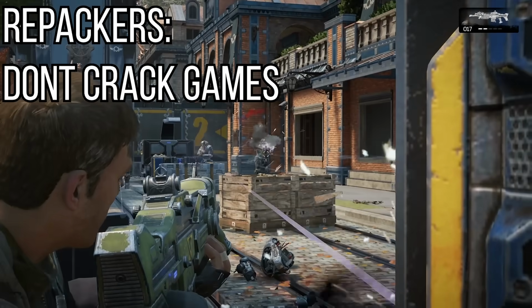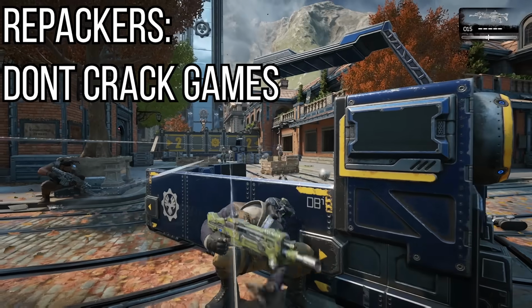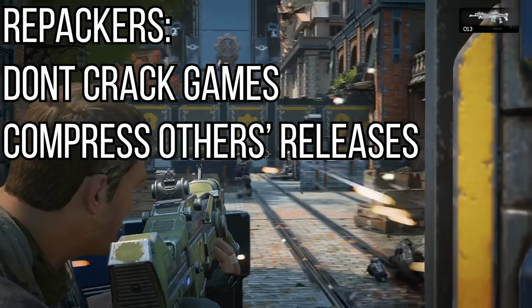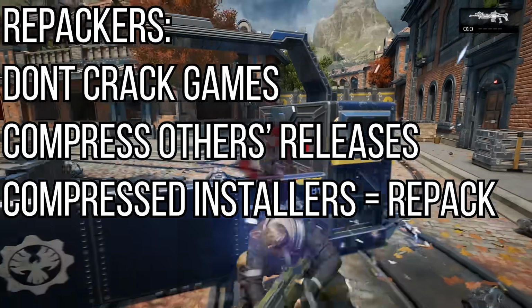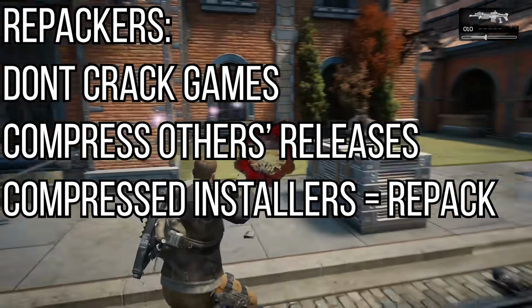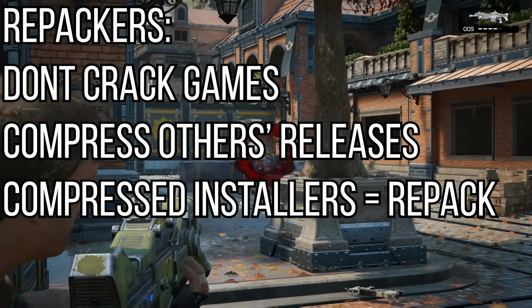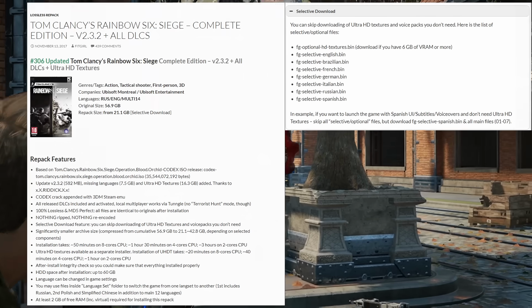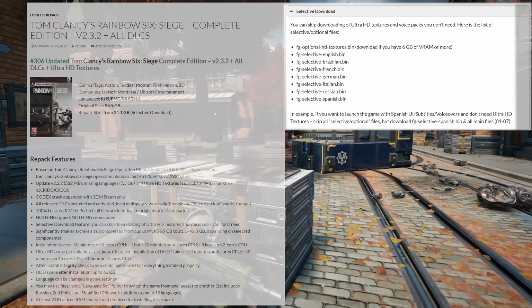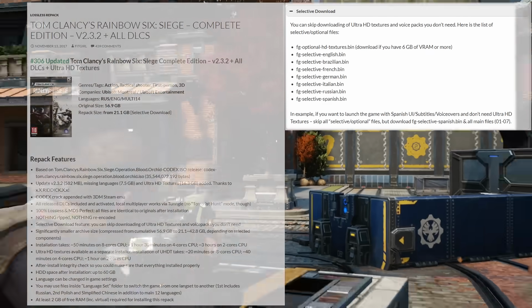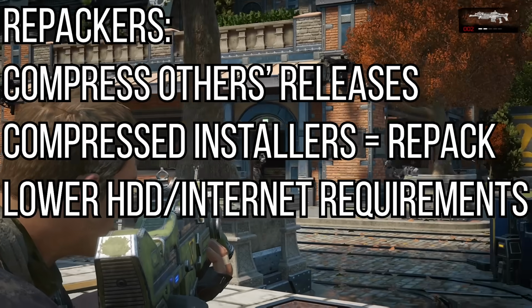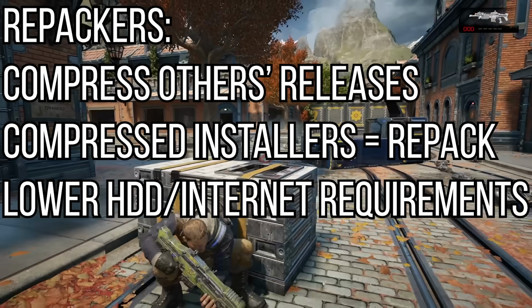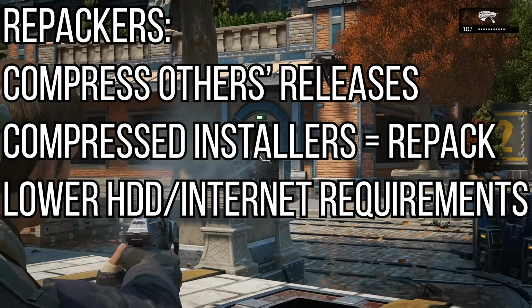Unlike the two previous groups, repackers don't crack their games themselves, but rather they compress scene and peer-to-peer releases down to smaller sizes. These compressed files are then bundled with customized installers to be distributed in what they call repacks. Repacks also separate language files, so only the language needed can be installed, further saving on drive space and download time. This service is preferred by pirates with limited storage space and slow or capped internet.